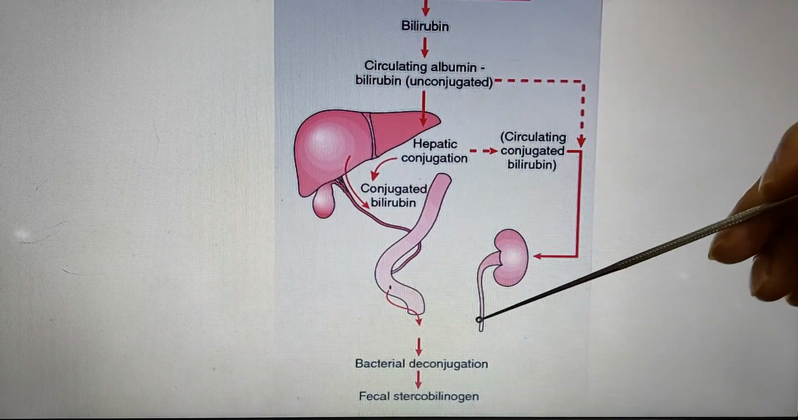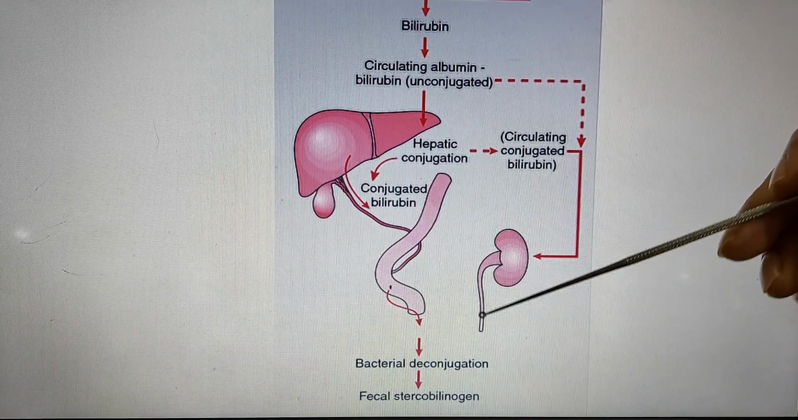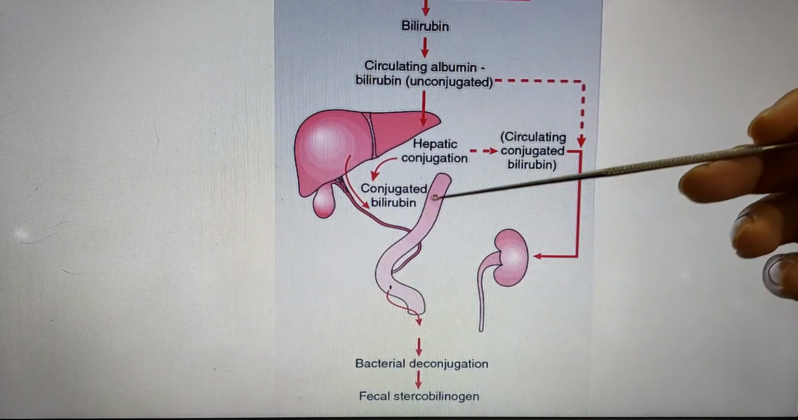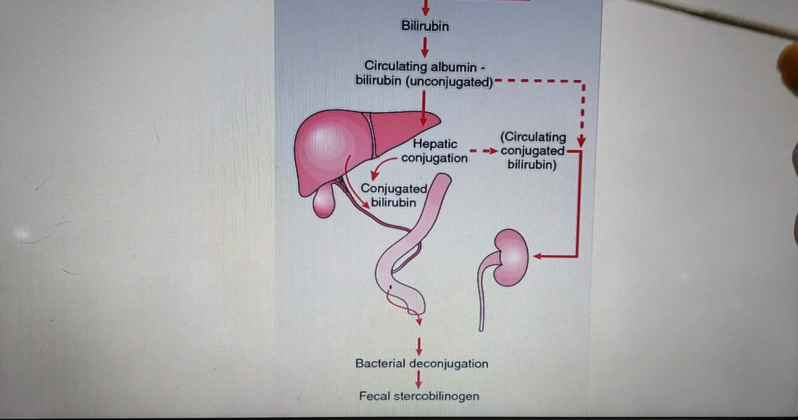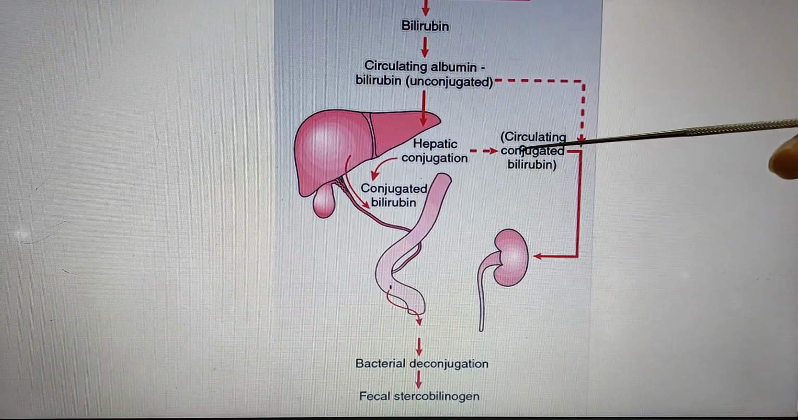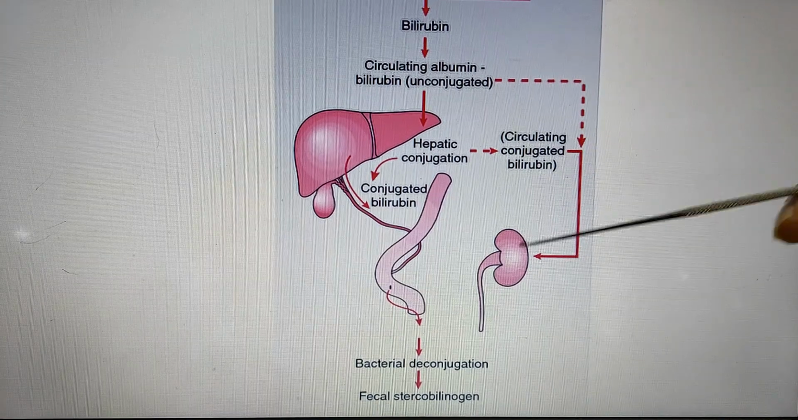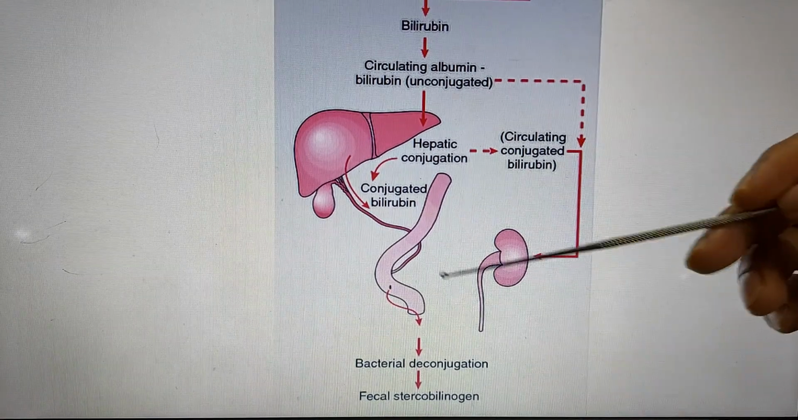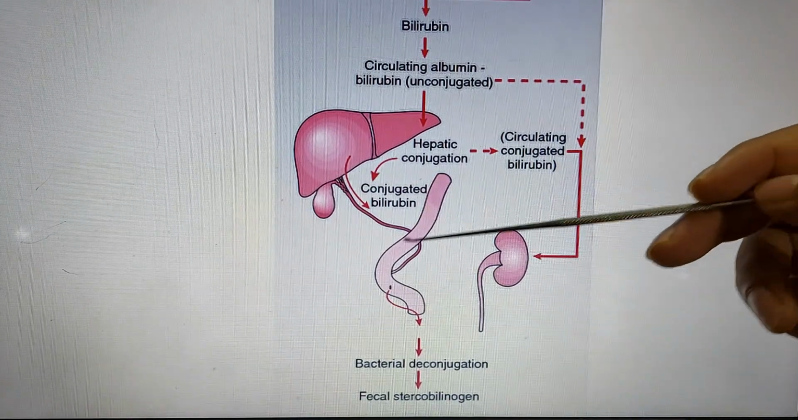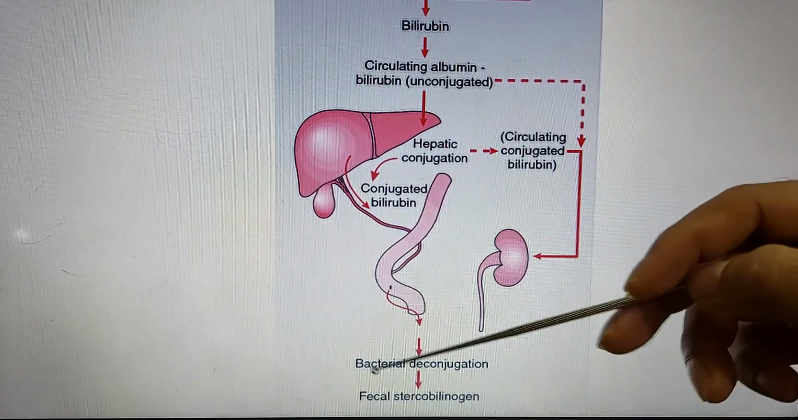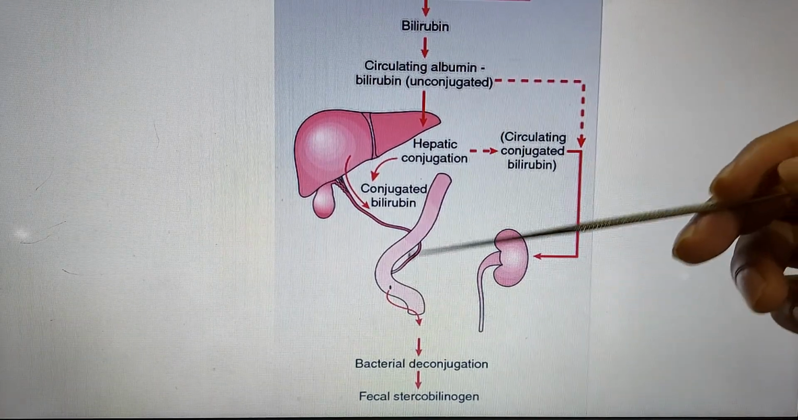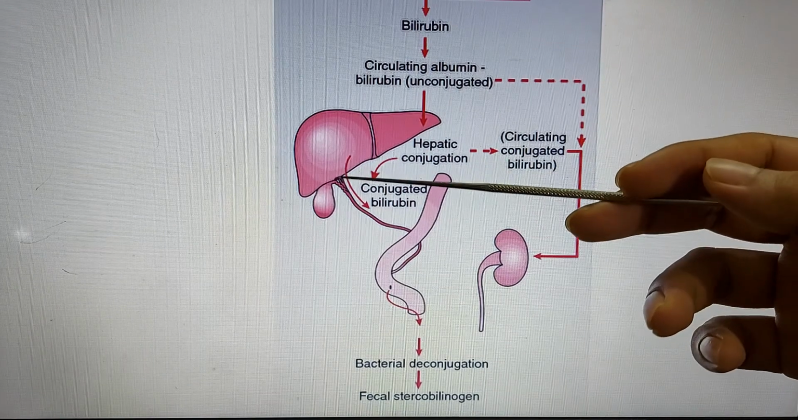We will find that the urine is high color. Normal urine has urobilinogen, which is colorless, but when there is conjugated bilirubin, this is colorful, so urine will be darker. And in the stool there is no bile, so fat absorption will be defective, so the stool will be frothy. The normal color of stool will be lost. The stool will be pale and frothy in obstructive jaundice.